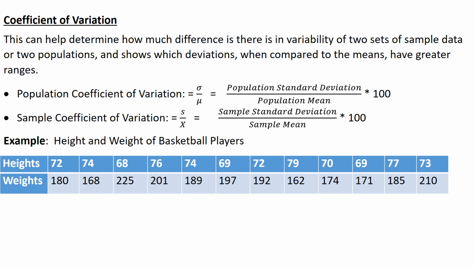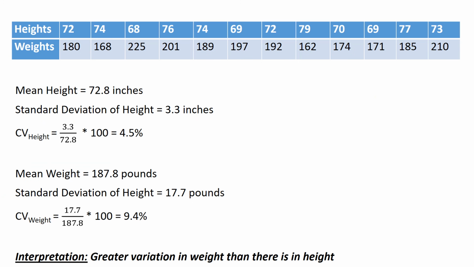We were looking at the weight and height of basketball players before. We did our calculations, if you remember. We found a mean height of 72.8 inches for all these individuals, and a standard deviation of 3.3 inches. We did our calculation. 3.3 divided by 72.8 times 100 is 4.5%.